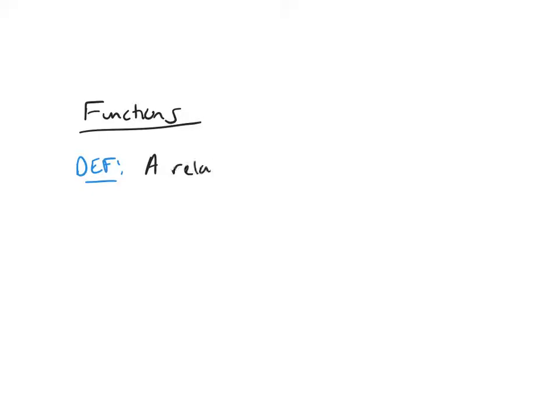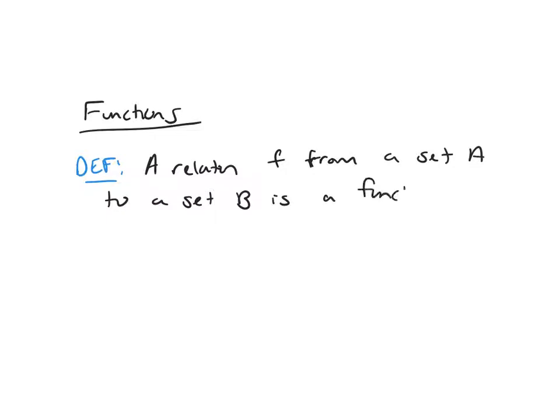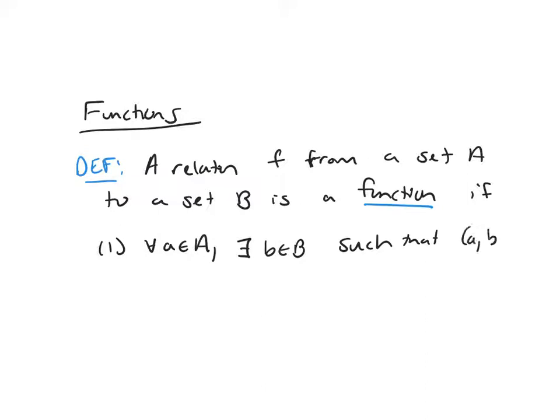a relation f from a set A to a set B is a function if two things must be satisfied. So for the first one, for all a in A, there needs to exist a b in B such that (a,b) is in f.